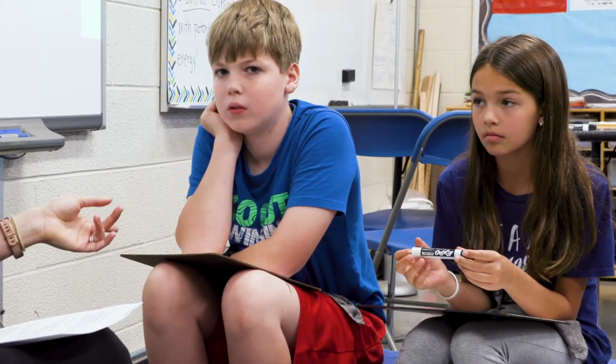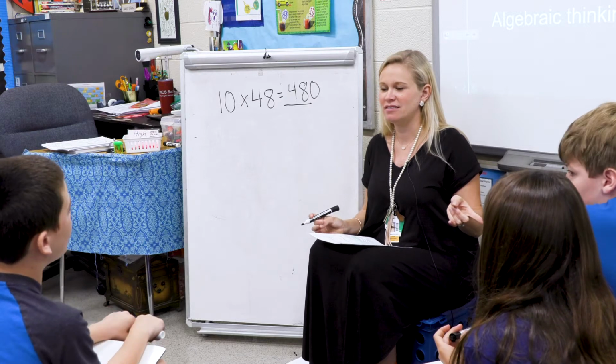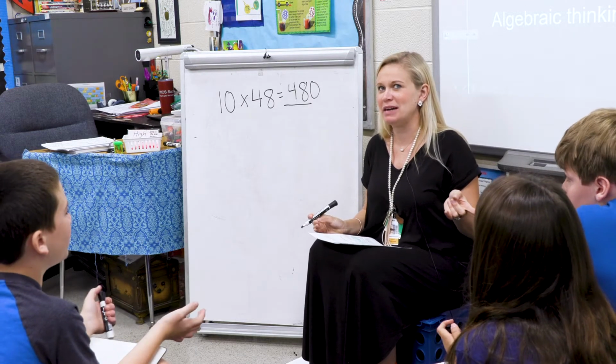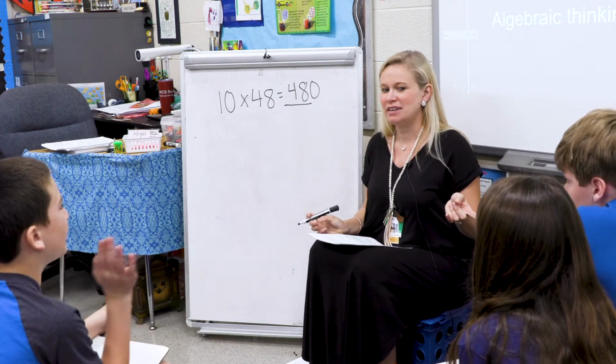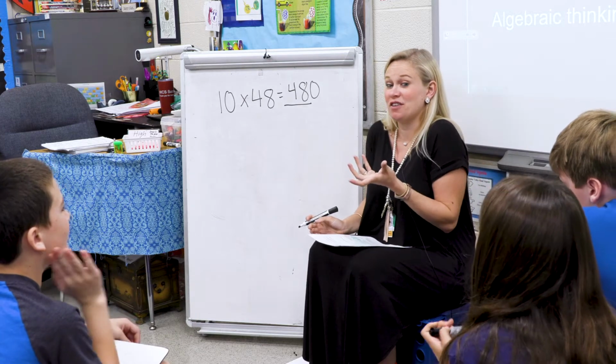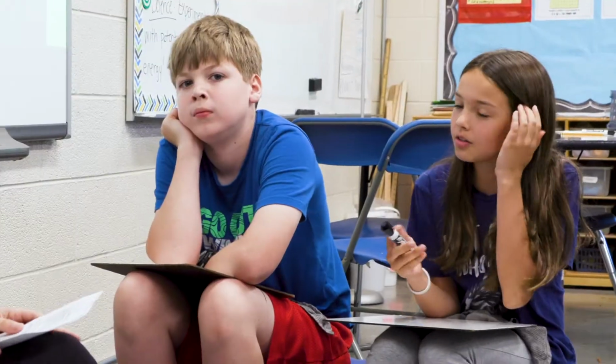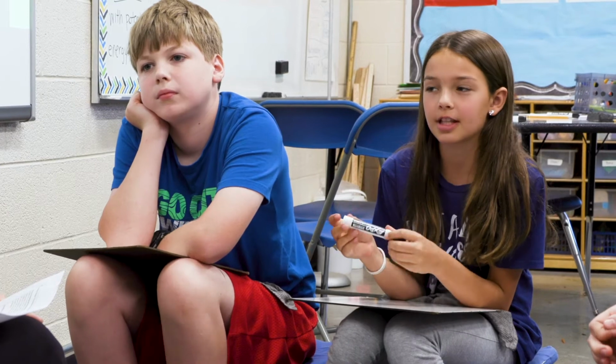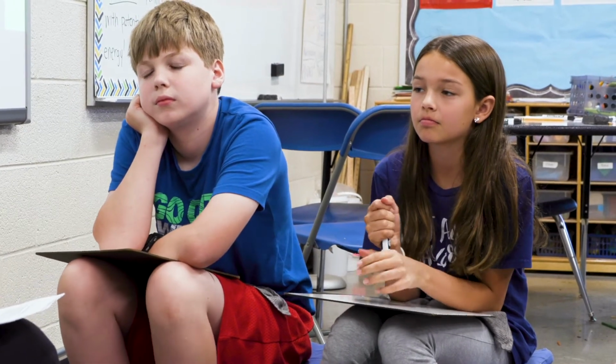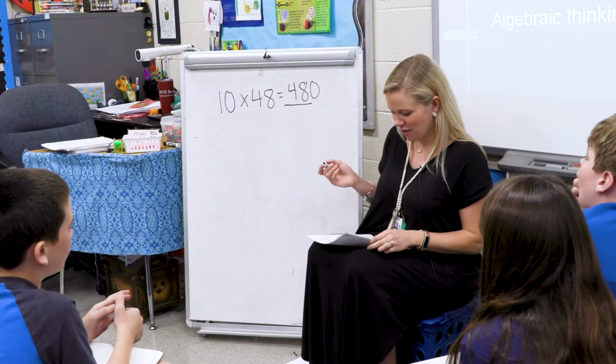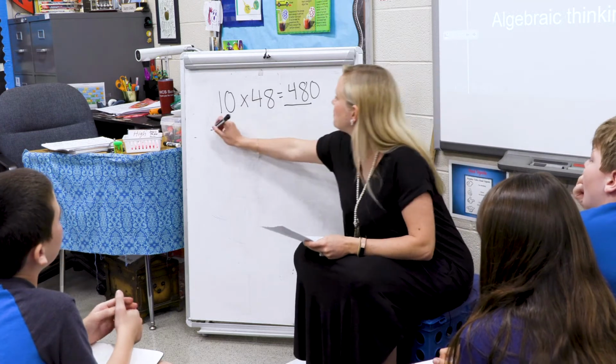Ooh, so we're looking for a pattern. Does anyone want to add to what Dean said? When we're multiplying by 10, we add a 0. Can anyone put it into their own words if you can't add to it? Ella? You could just multiply 48 times 1 and add a 0. Okay, so multiply 48 times 1 and then add a 0. All right, let's try another problem.